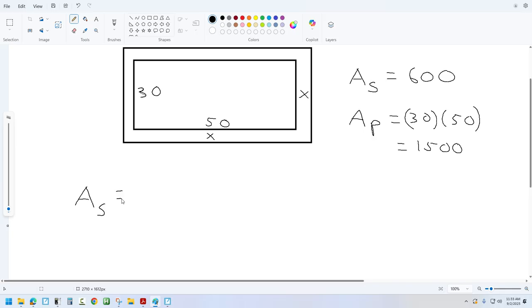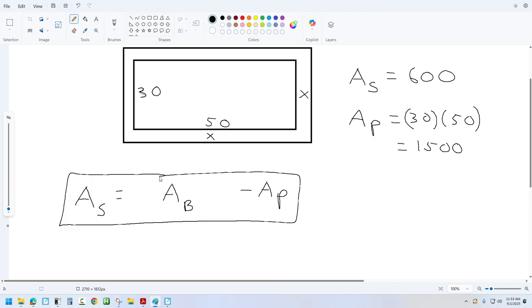So if we're going to cut out the pool and get just the sidewalk, what arithmetic operation do you think cutting out the pool would have to do with? Add, subtract, multiply, or divide? Subtraction. Yeah, so we're going to subtract out the area of the pool. What are we going to subtract out from? The big rectangle. Just call that A sub B. There's the formula we're going to create. The area of the sidewalk is the area of the big rectangle with the pool cut out.